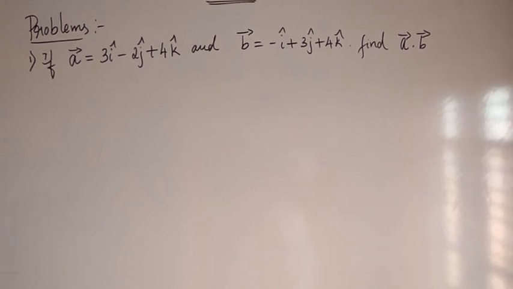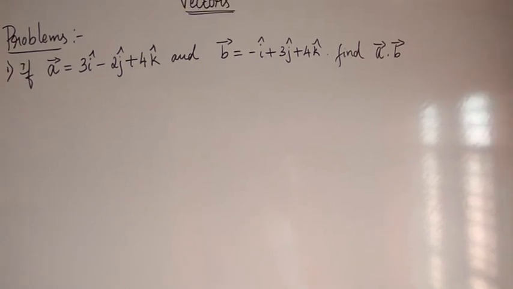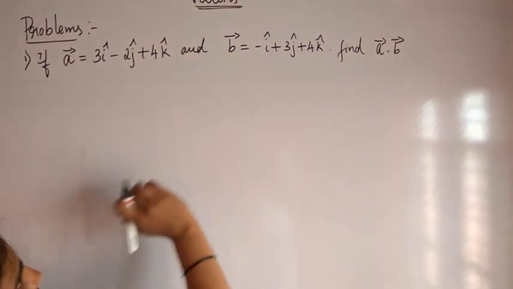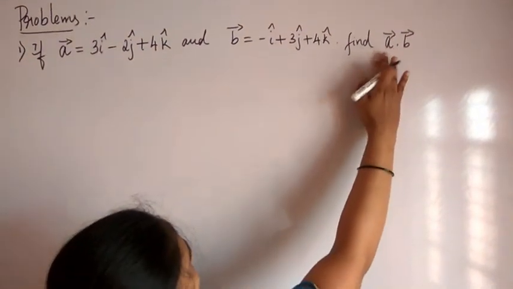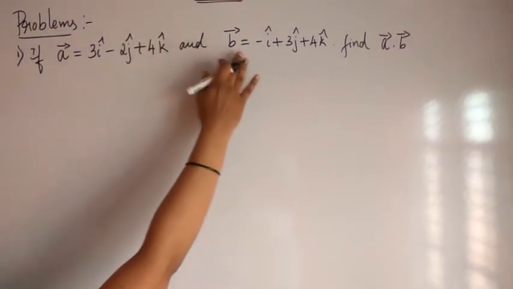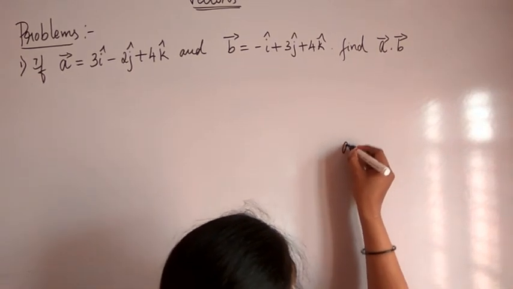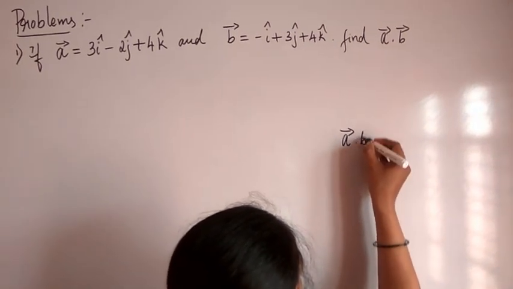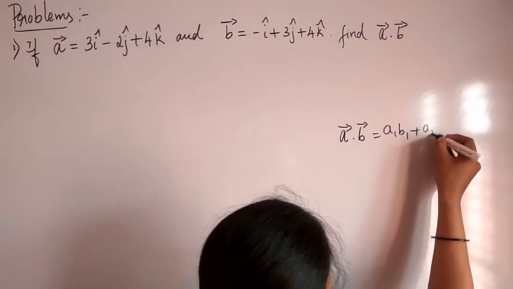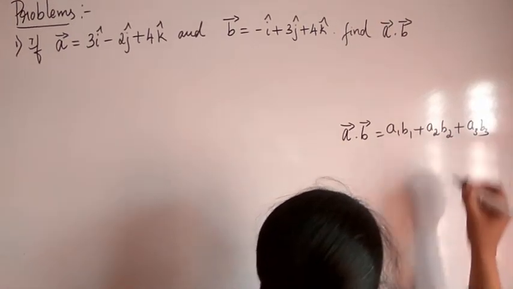Good morning everyone. So today let us start problems based on dot product. Okay. First one, if vector A and vector B are given, find vector A dot vector B. So here given vector A and vector B are in component form. Therefore, the dot product in component form formula is A1 B1 plus A2 B2 plus A3 B3.